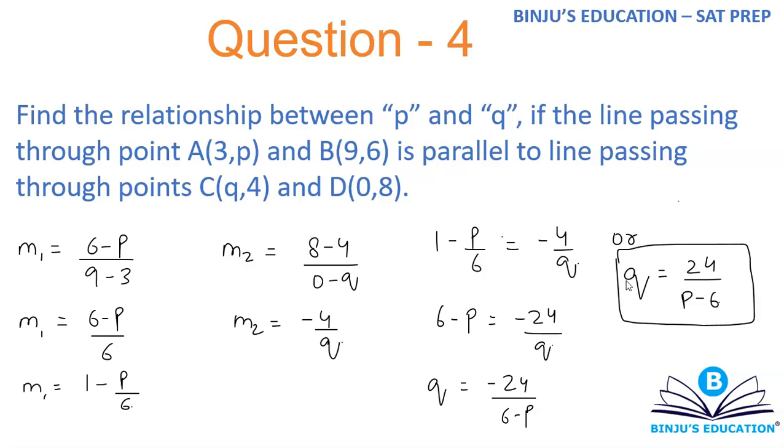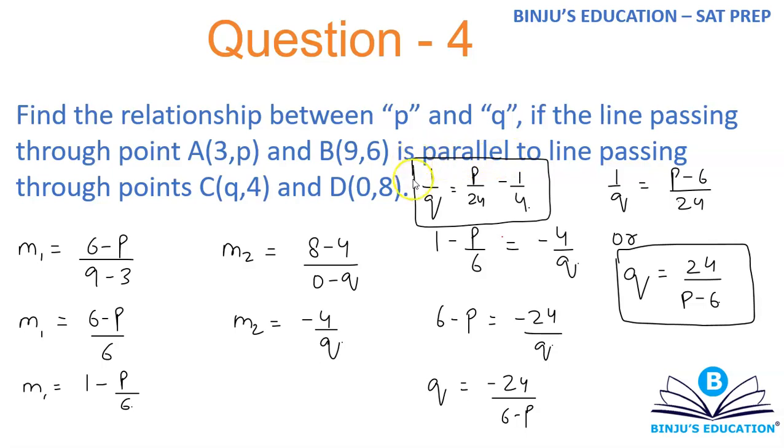It depends if they have given it in the form of 1 over Q, because you can write this as 1 over Q, and 1 by Q will become P minus 6 by 24, which you can also rewrite as 1 by Q is P by 24 minus 1 by 4. So if I was the question setter, I would have given you the option in this form, just to confuse you a bit and to check whether you can do simple calculations or not. Alright, let's move on.